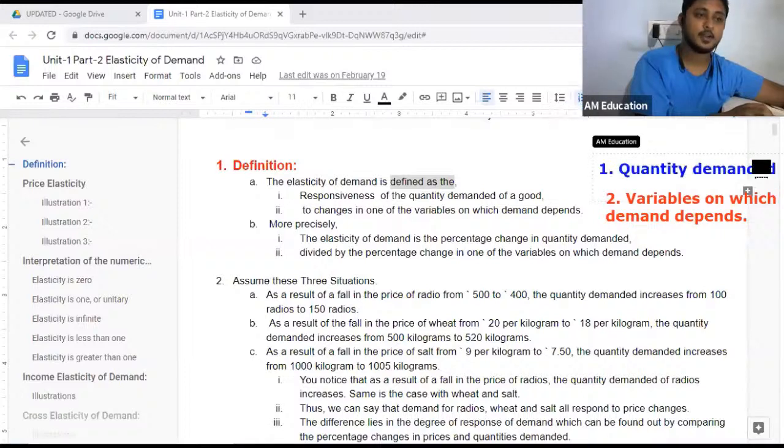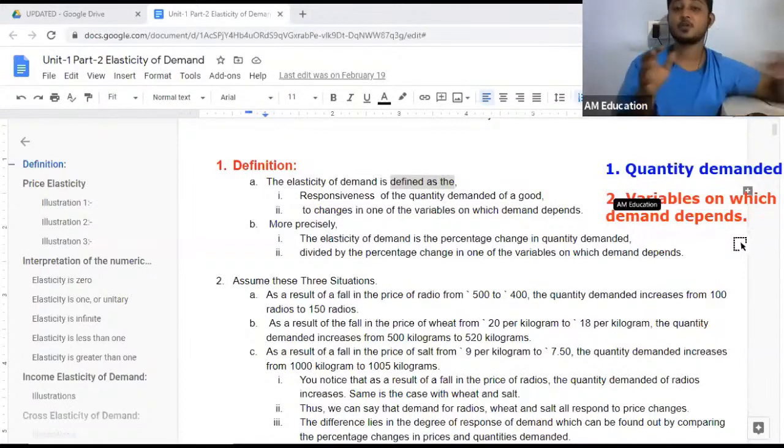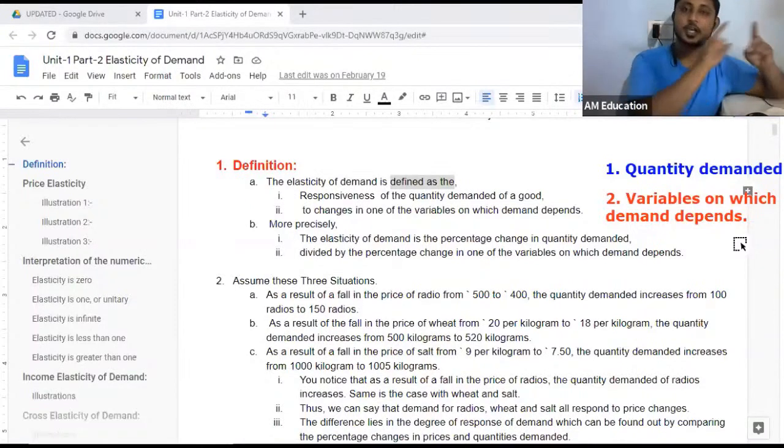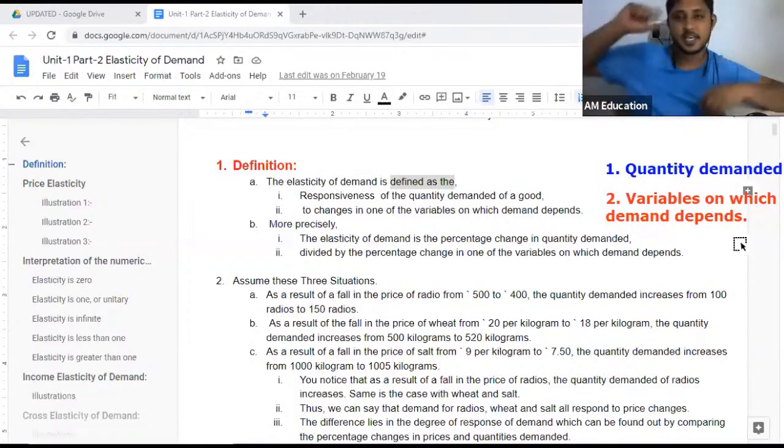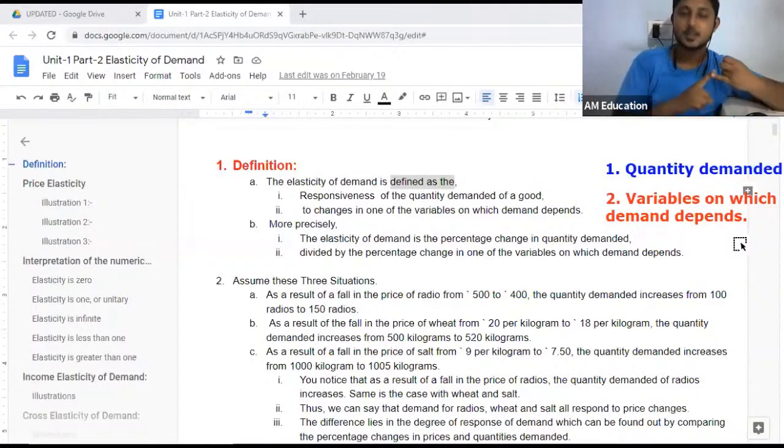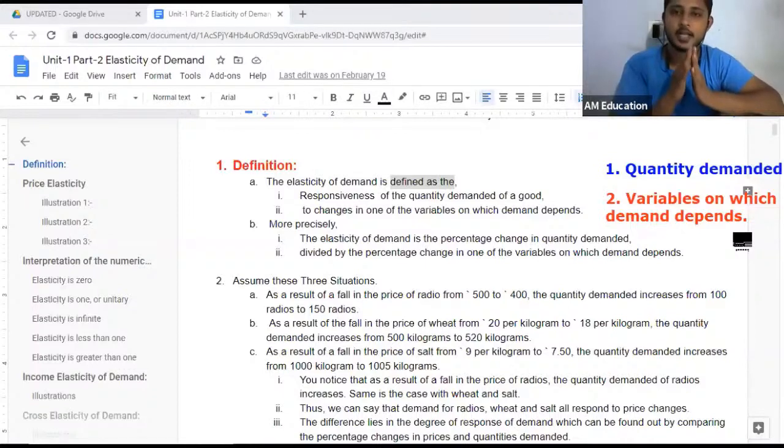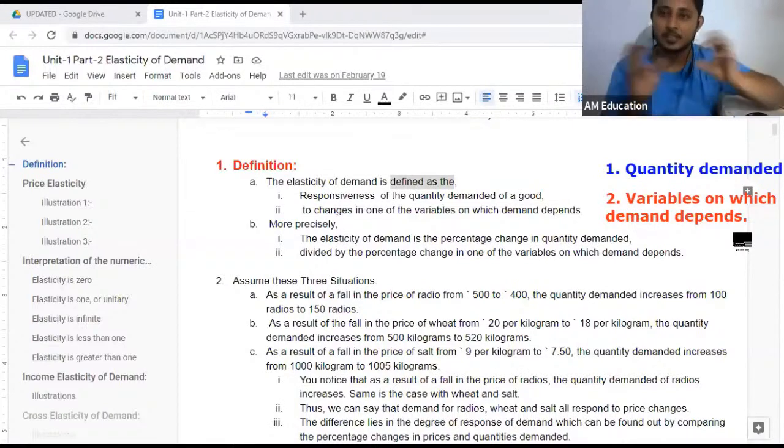Hey, nice. So what are the two things he's telling us? There is this quantity demanded, and there is something called variables on which demand depends. For any change in any of the variables, be it price, let me just tell you. So Nandini and Helena, the demand of a product literally depends on so many variables functioning together.